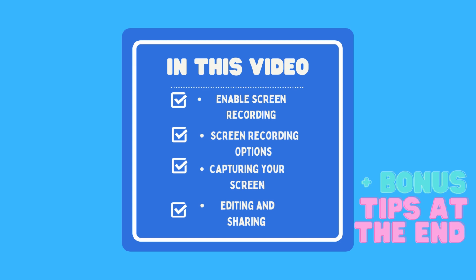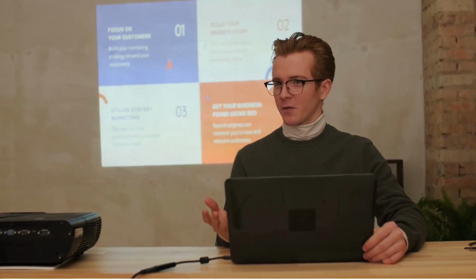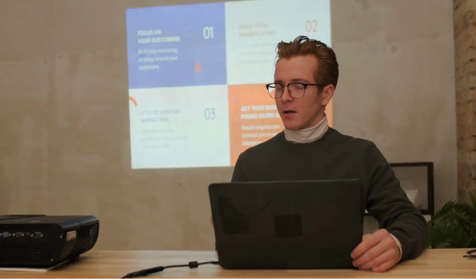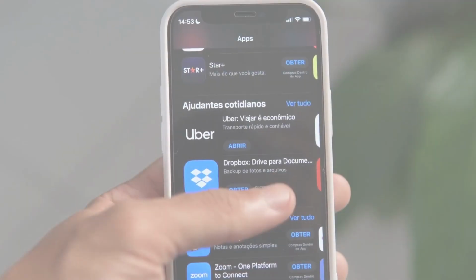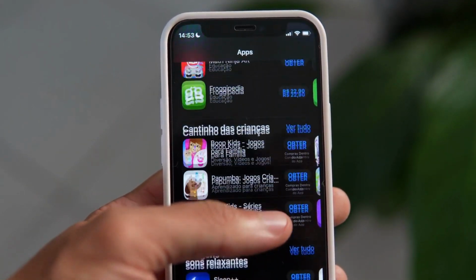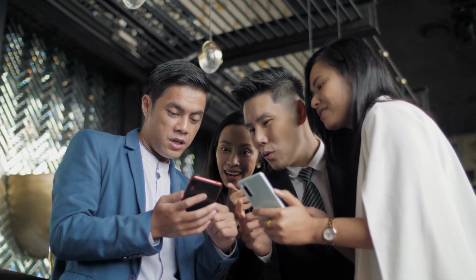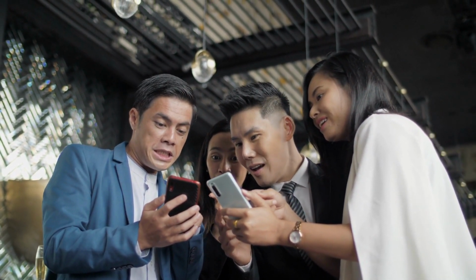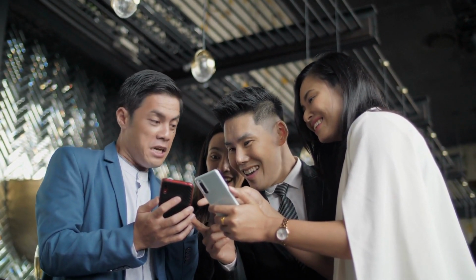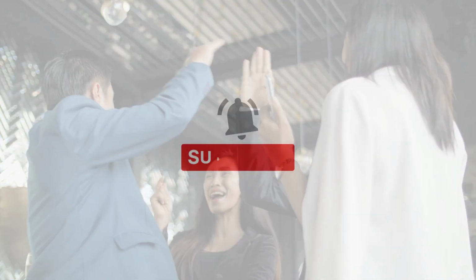Bonus tips and tricks. Our tutorial doesn't end there. We'll share some bonus tips and tricks to enhance your screen recording experience. Learn how to enable the microphone for recording narration, capture system audio, and utilize third-party apps for advanced screen recording features. By the end of this video, you'll have a solid understanding of how to screen record on your iPhone or iPad. Unlock the ability to capture and share your favorite apps, moments, and experiences with ease.